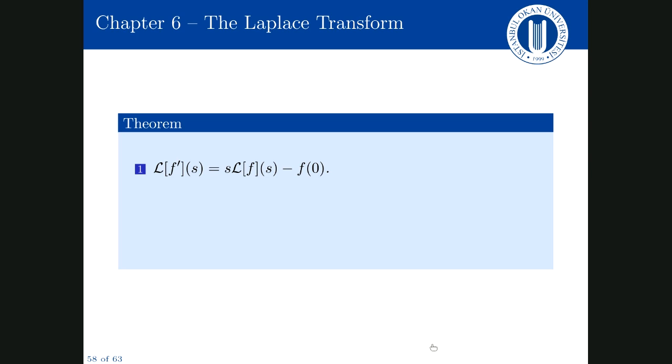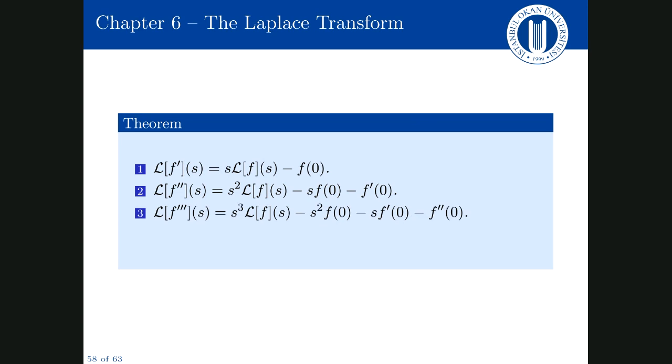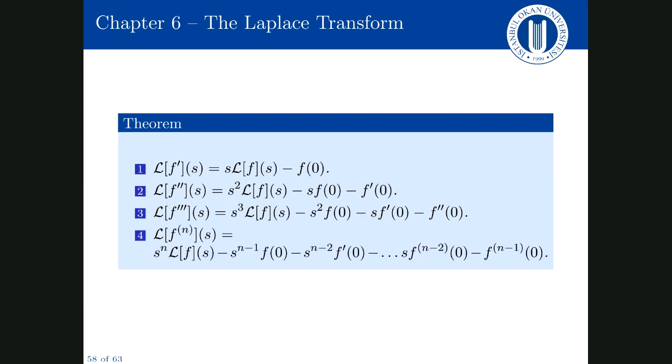If we use this equation 2 times, we can find the Laplace transform of f double prime. If we use the first equation 3 times, we could find the Laplace transform of f triple prime and so on. We just note the pattern here. For 3 derivatives, we start with s to the power 3, and then it goes s to the power 2, s, and then s to the power 0. And we could just repeat this if we wanted to.